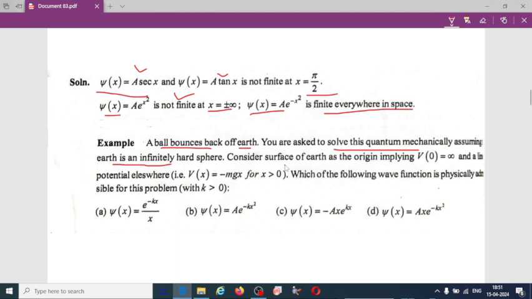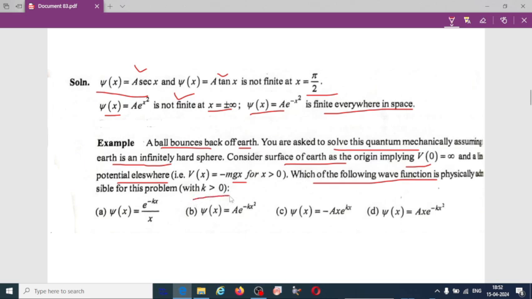Consider the surface of Earth as origin, implying a potential is equal to 0 when x equals 0, and a potential elsewhere, that is V of x, is equal to minus mgx. Whatever the gravitational energy, if we consider, the potential energy must be minus mgx. Which of the following wave functions, because it is bouncing back to the earth, is physically possible for this problem?